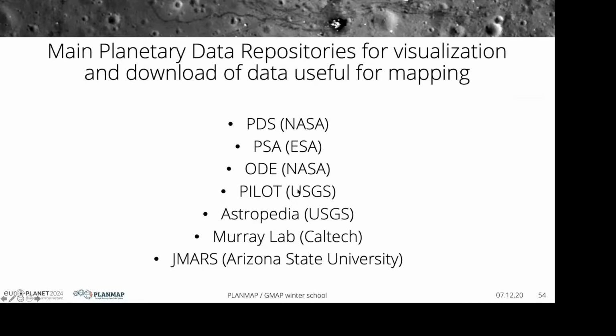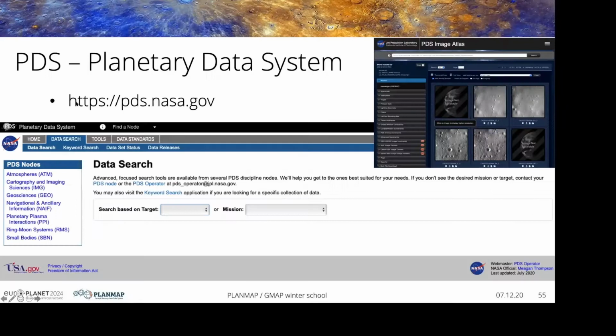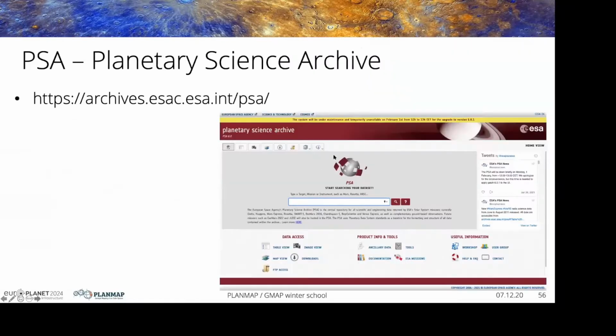So the first one is the PDS. You can just click on this link, and then you can search your target planetary body or mission. You will jump into a download screen where you can select your products. The Planetary Science Archive of ESA works in the same way.